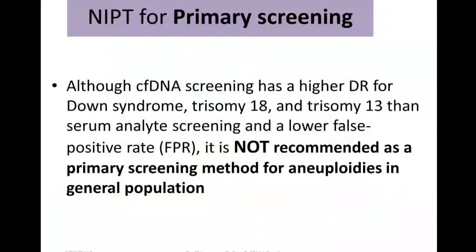What if you used it as a primary screening tool? It does have a higher detection rate for trisomy 21, 18 and 13. However, it is not recommended as a primary screening method for the general population because a lot of research has been done on these things and the logistics have been worked out. But using cell-free fetal DNA as a primary screening tool for trisomy 21 does not seem to be effective.